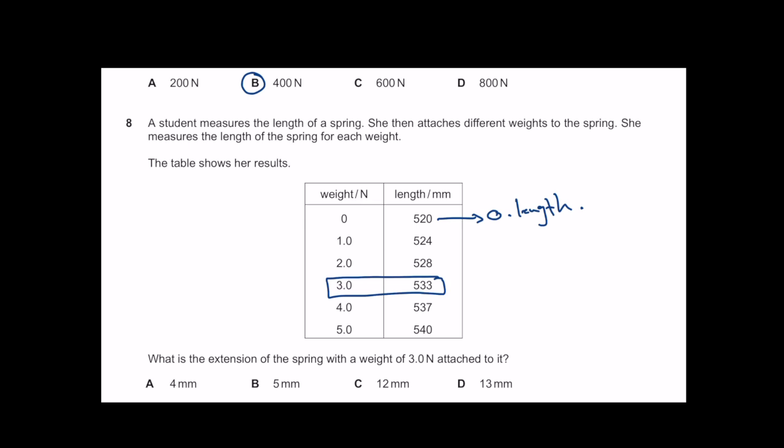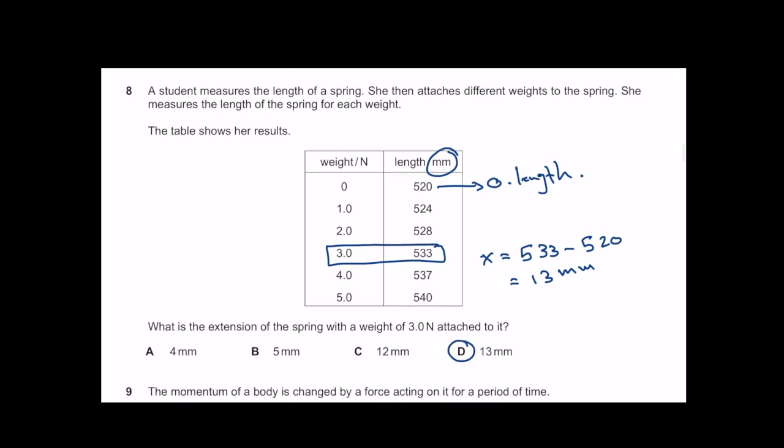And the length, when we attach 3 Newton, was 533. Please subtract the original length. So I'm going to say here, the extension equals the total length minus the original length. So 533 minus 520 is going to give you 13 millimeter according to the measuring unit mentioned in the question. So I'm going to choose the right answer here. It could be D, which is 13 millimeter. That was easy.